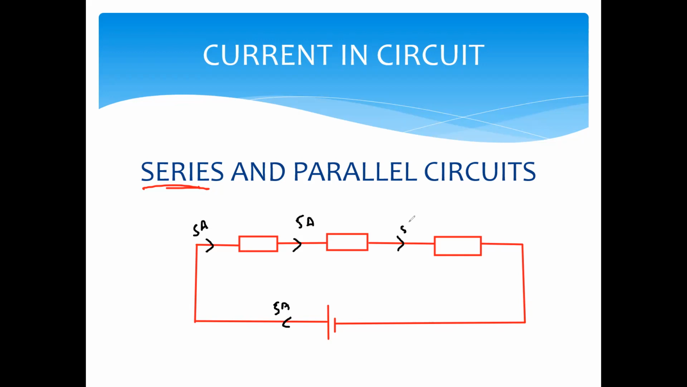Then same 5 will pass through each, and the 5 ampere will return back to the battery. So this 5 ampere of the current will flow throughout the circuit, because in series the current is always same throughout the component.